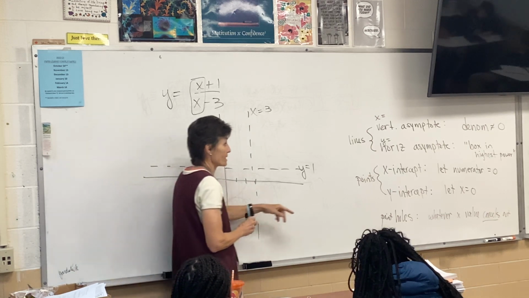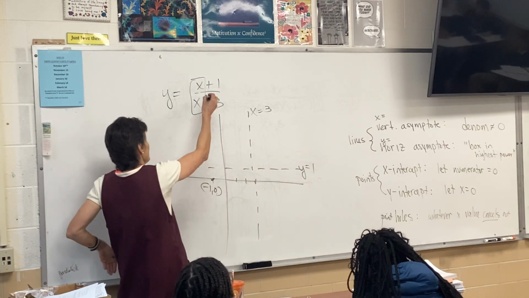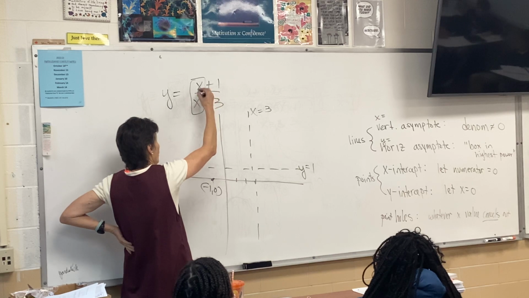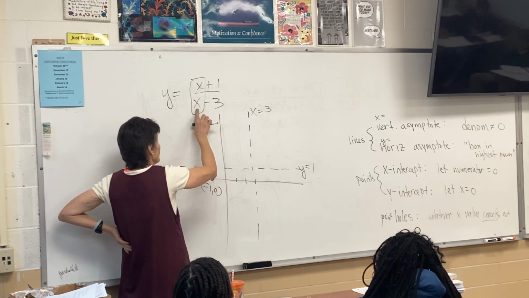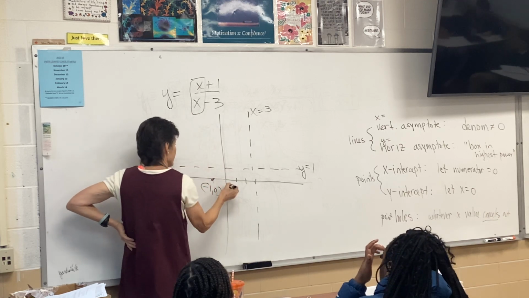My y-intercept happens when I let x be 0. So if I put in zeros for all the x's, let x be 0, what does y end up equaling? -1/3.